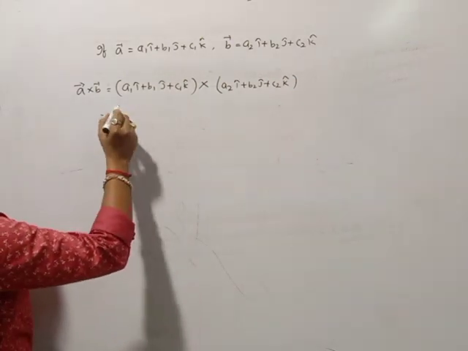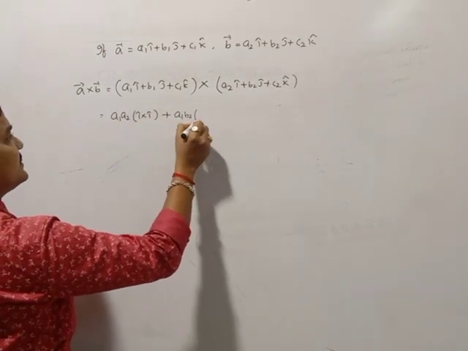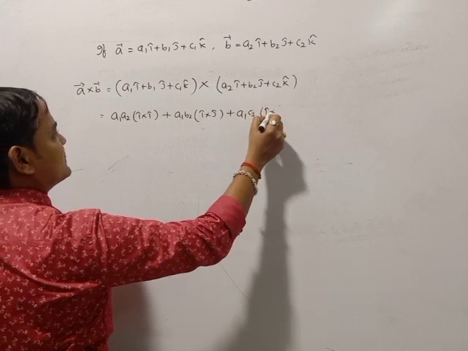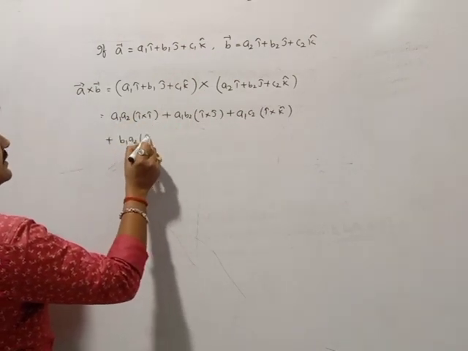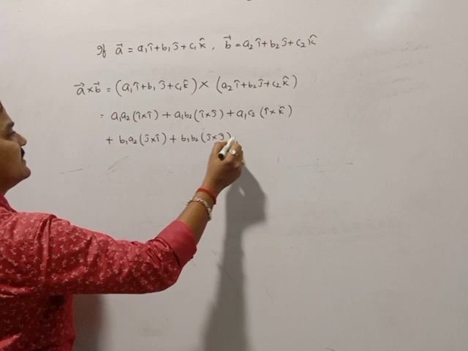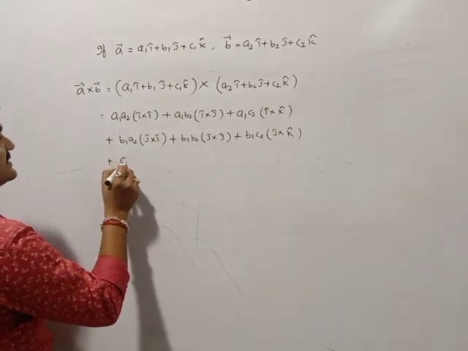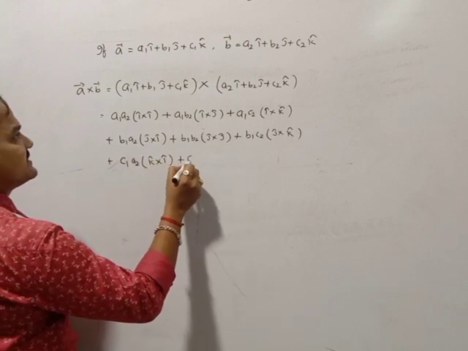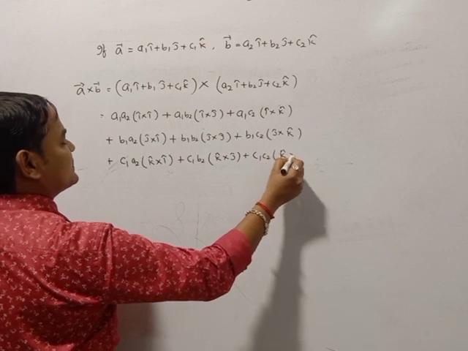So first multiply individually. A1 A2 into i cap cross i cap, plus A1 B2 into i cap cross j cap, plus A1 C2 into i cap cross k cap, plus the second one, B1 A2 into j cap cross i cap, plus B1 B2 into j cap cross j cap, plus B1 C2 into j cap cross k cap. And the last one is C1 A2 into k cap cross i cap, plus C1 B2 into k cap cross j cap, plus C1 C2 into k cap cross k cap.